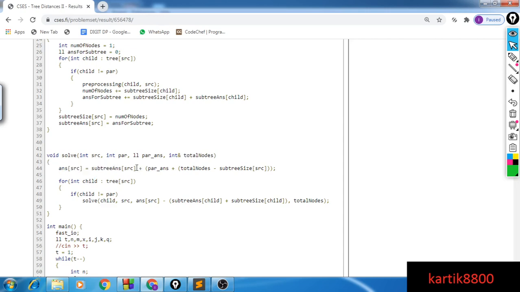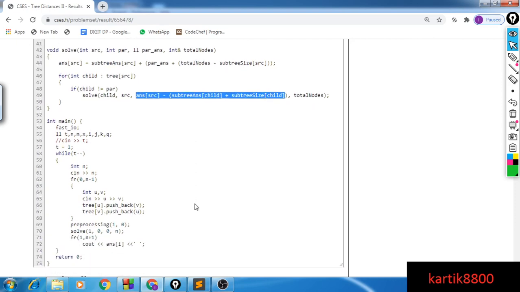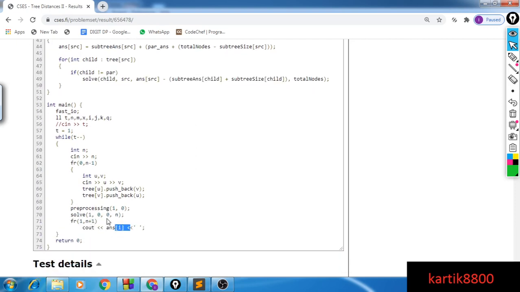Answer of SRC is the same as we discussed in the recurrence. Subtree answer of SRC plus the partial answer of the parent plus total number of nodes minus subtree size of the source, right? As discussed in the recurrence. Then simply propagate the partial answer for SRC to all of its children so that the child nodes can evaluate their answers. Here the only thing of interest is this particular statement, the partial answer of SRC with respect to the child, and this also I've already discussed, right? Finally I've printed the answers here, and that's it.